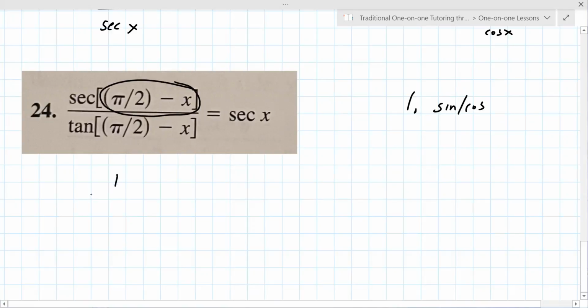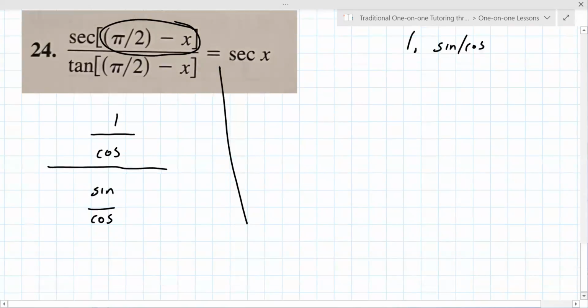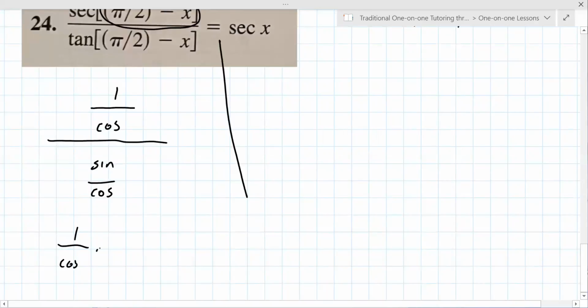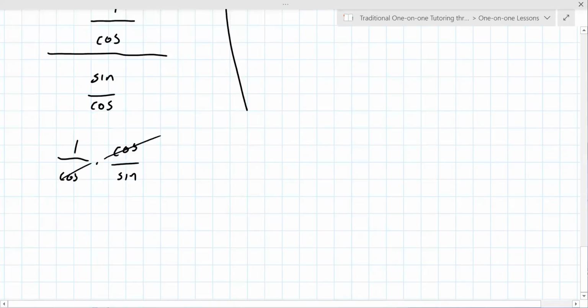You can, for example, write 1 over cosine, because that's secant, over sine over cosine. I'm sure your instructor wants you to put all that in, but it's a lot of writing. So this becomes 1 over cosine times cosine over sine, like that. Is that okay? Just flip the bottom. Yeah. Cosines cancel. Great. So you get 1 over sine of pi over 2 minus x.